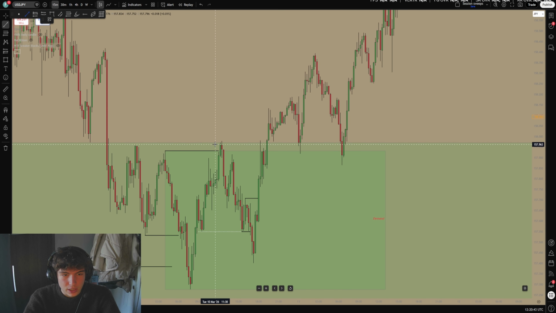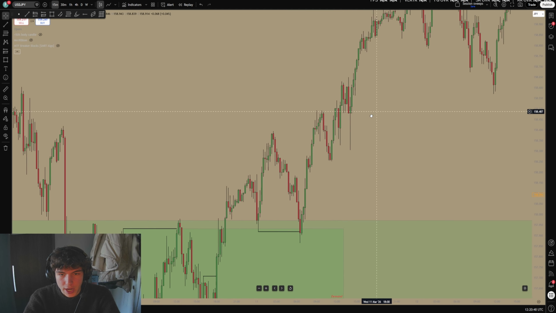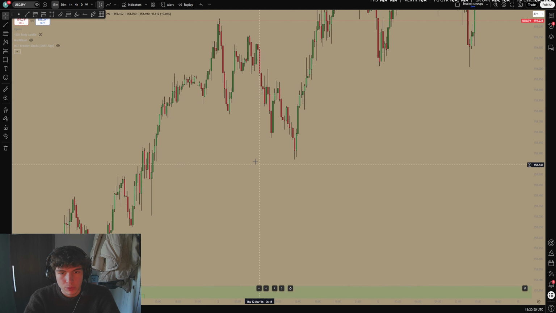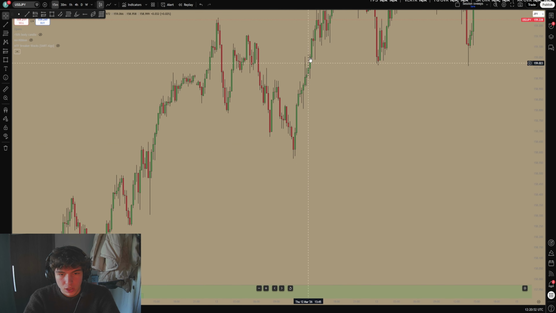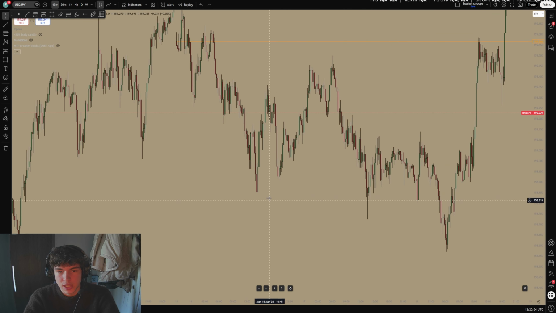Here we do the same thing. We break structure, we make liquidity, we sweep the liquidity, we move higher. Same thing here. We sweep liquidity, we move higher. We sweep these lows, we move higher. It's just a repeatable pattern.